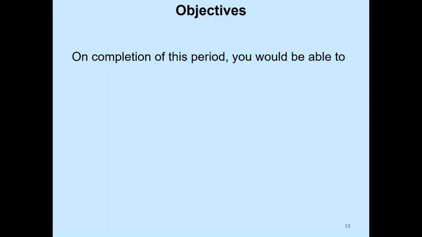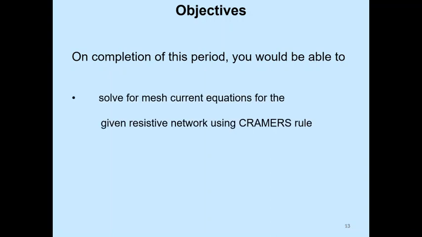On completion of this period, we would be able to solve the mesh current equations for a given resistive network using Cramer's rule. Now I am going to discuss how to solve the currents. In the last classes, we saw how to identify the mesh currents, how to write the equations, and how to put the equations into matrix form. Now, after putting into matrix form, we want to solve the mesh currents. That I am going to discuss now.